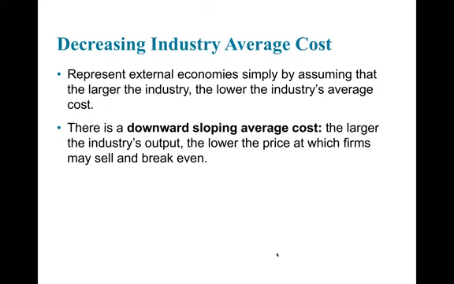So we are going to represent external economies of scale by assuming that the larger the industry, the lower the industry average cost. So there's going to be a downward sloping average cost. The larger the industry output, the lower the price at which firms might sell and break even.